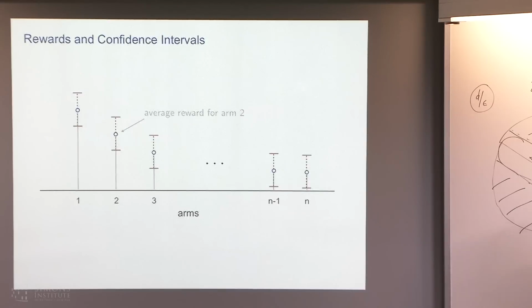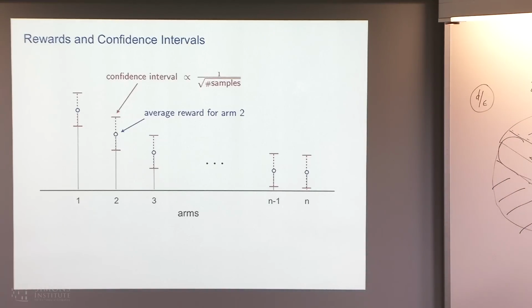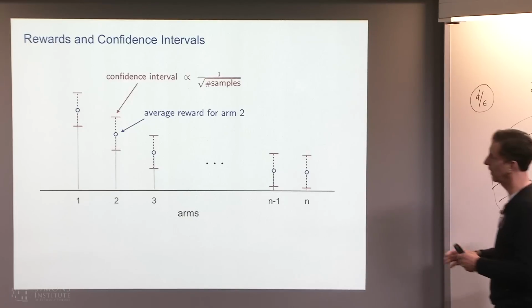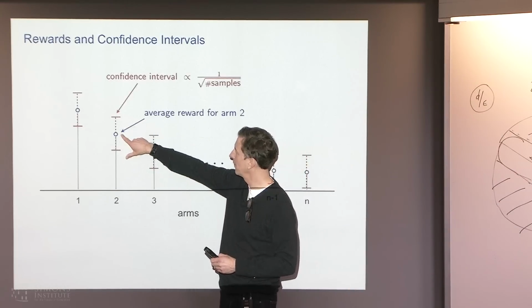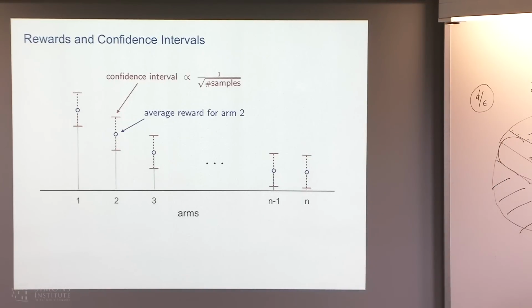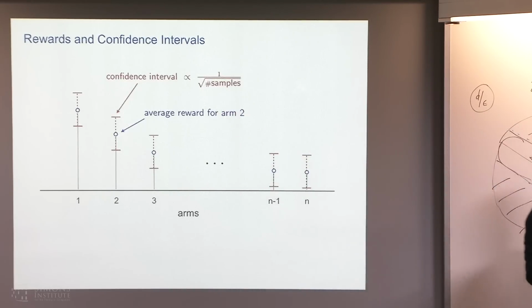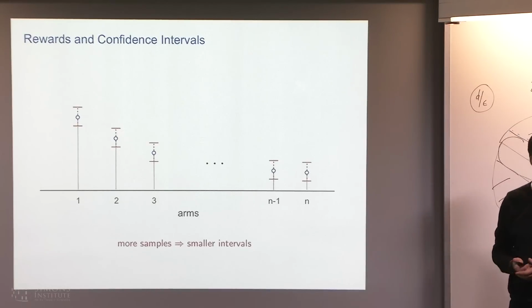Okay? So the way you can start thinking about this, and Emma discussed it a bit, is we have arms. For each arm, the blue dots are our empirical average reward that we've observed. And then we also have a confidence interval around that average. That confidence interval, basically we're saying with large probability, the true mean lies within that interval. And those intervals are basically proportional to 1 over the square root of the number of samples you've taken from that particular arm. Okay. So the more samples we get, the smaller the intervals become.